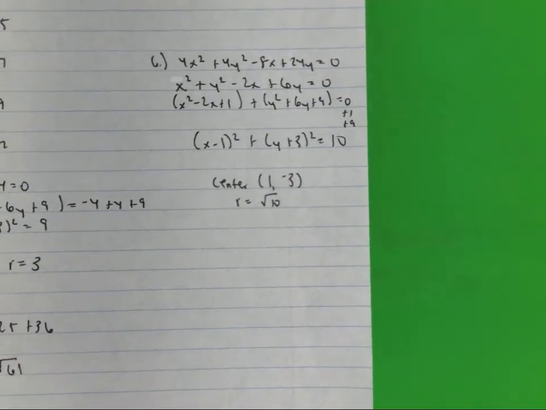And then number 6. First of all, I notice on number 6, what's not in front of x squared? 1. You need 1. So I look there. What number can I take out of all of them? 4. I divide the whole thing by 4, and I get x squared plus y squared minus 2x plus 6y. Do the completing the square process. I get 1, negative 3, and square root of 10. Are there any questions on those homework problems?